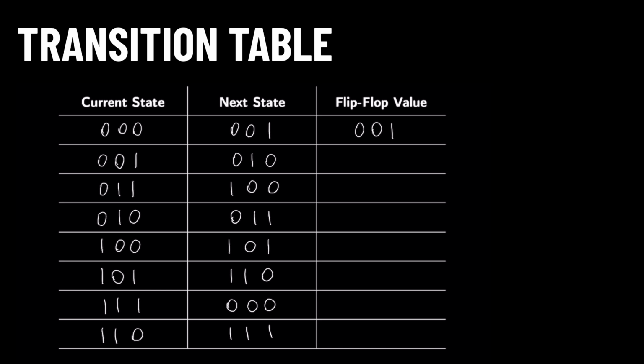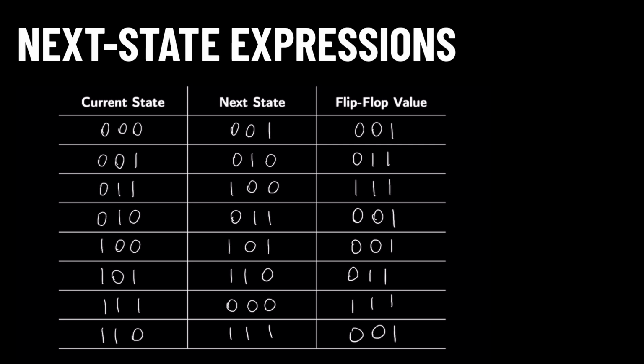Going from 001 to 010, we need hold, toggle, toggle. The flip-flop values are 0, 1, 1. Continue until all flip-flop input values are filled out. Now that the transition table is complete, we can take the flip-flop values and put them into a K-map to solve for each input expression.